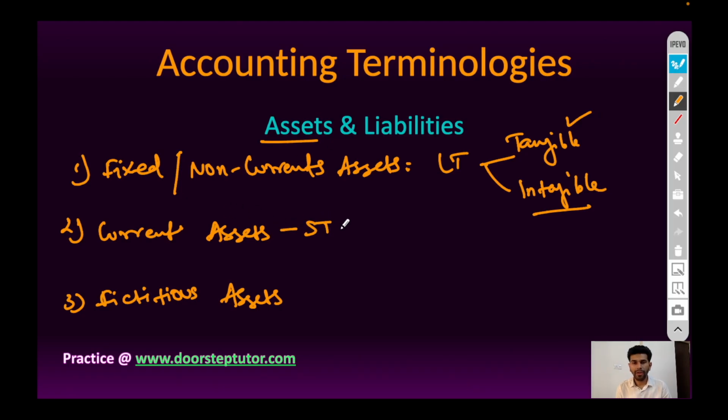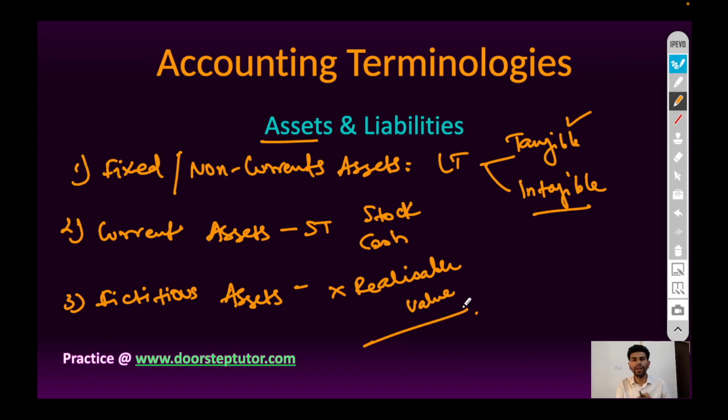Current assets are short term in nature. The benefits can be enjoyed for less than 1 year. For example, stock, cash in hand, cash at bank, etc. And fictitious assets are imaginary assets which do not have realizable value. These are deferred revenue expenses, that is heavy advertisement expenses or heavy legal expenses, etc.